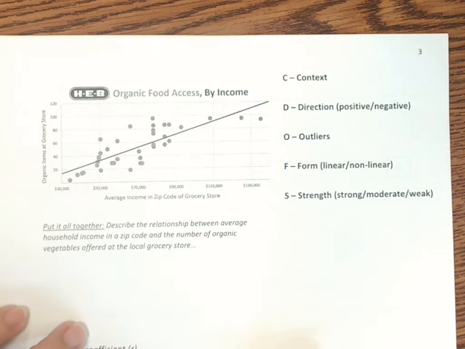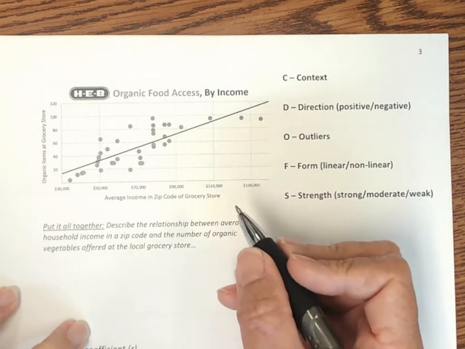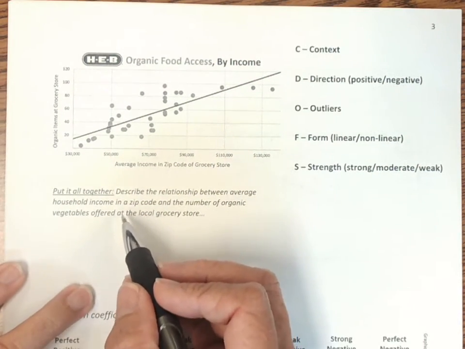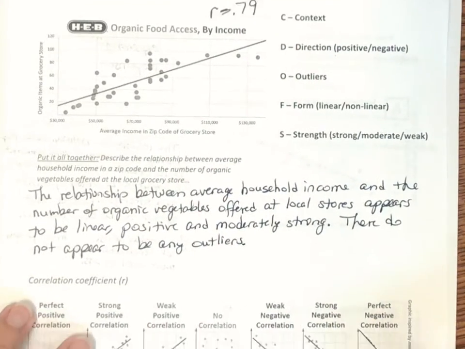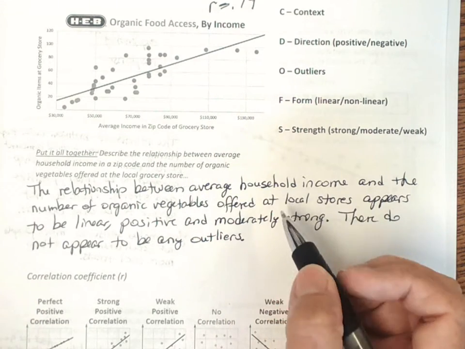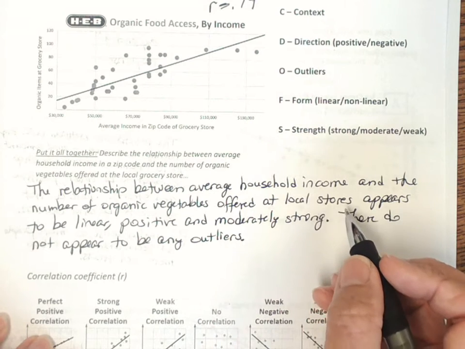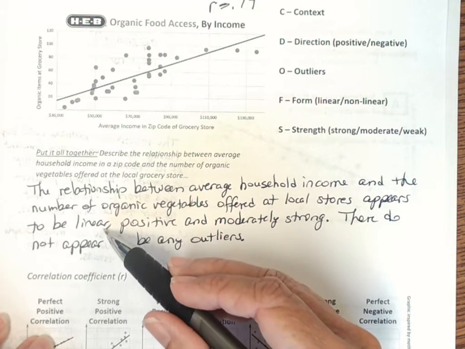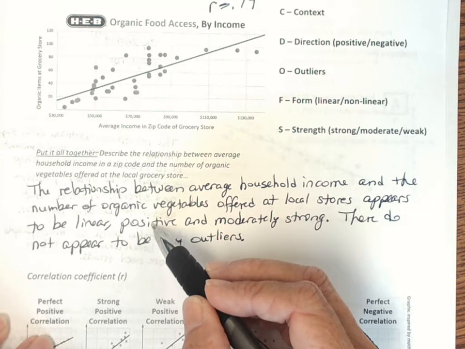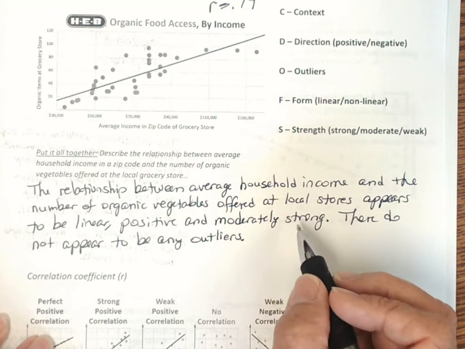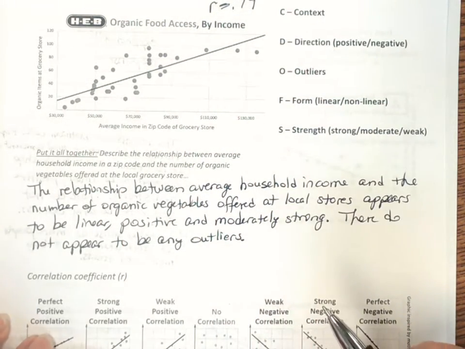So if we want to put this all together, I'm going to tell you that this is moderately strong. And I would say, putting it into words, I'm just going to use one I've already written out: the relationship between the average household income and the number of organic vegetables offered at the local grocery store appears to be linear. So there's my form. Positive, so there's the direction, and moderately strong, so there's my strength. There do not appear to be any outliers, because most of the points are pretty close to that line.